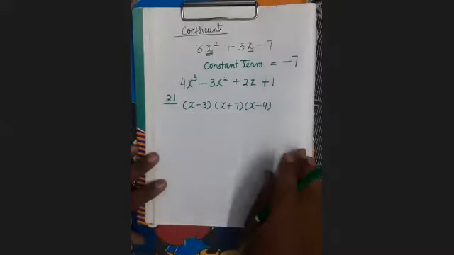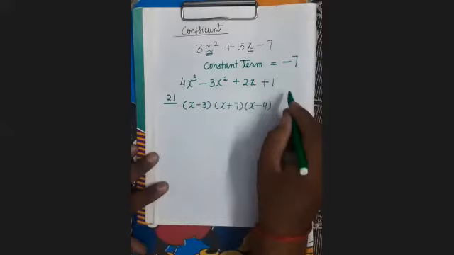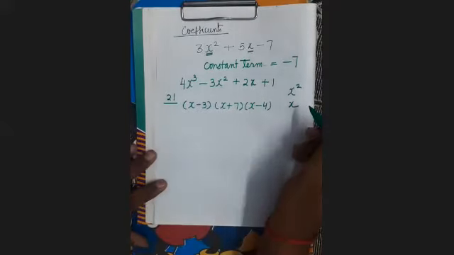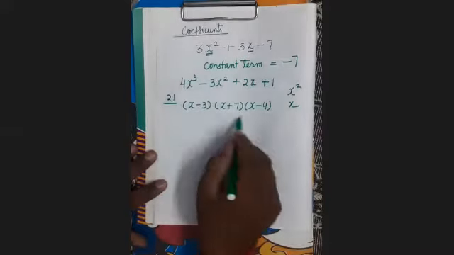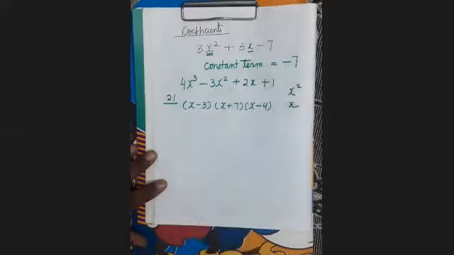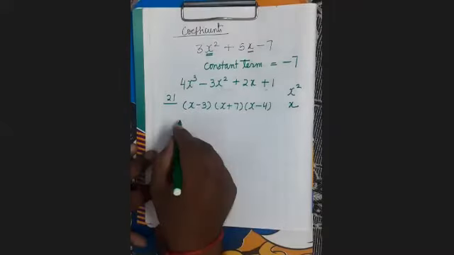Now you can see, x minus 3 into x plus 7 into x minus 4. You have to find the coefficient of x square and x. So what will you do? First you will multiply and write it in this form. So we multiply these.